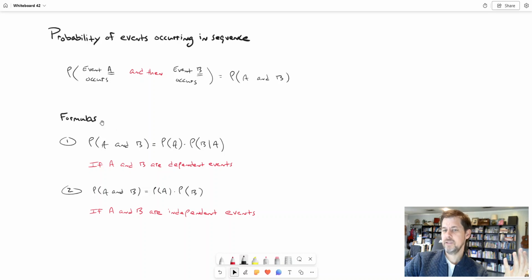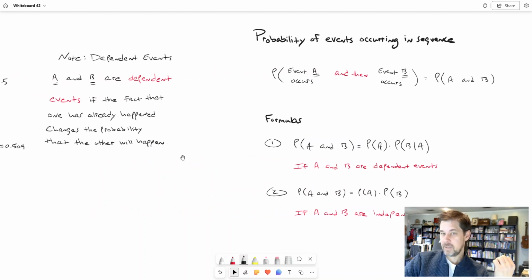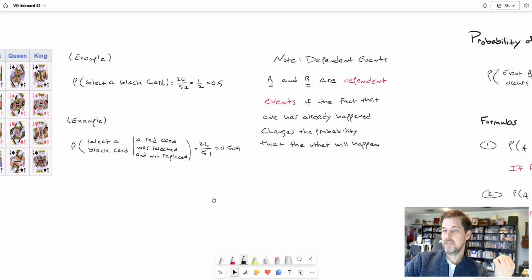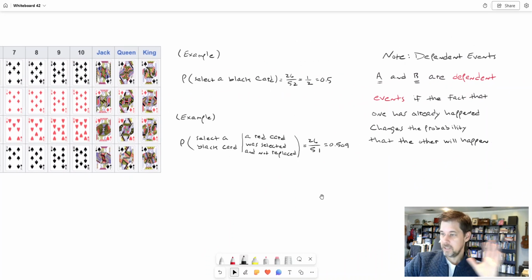Now there are formulas that you use, at least the way I'm going to explain it to you, and the formula would depend on if the events are dependent or independent events. So I'll talk real quickly about that. I know I mentioned it in other videos, but it couldn't hurt to remind you since you're watching this one.